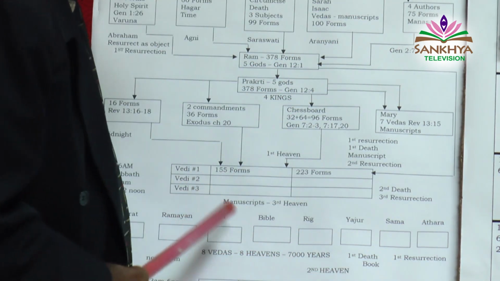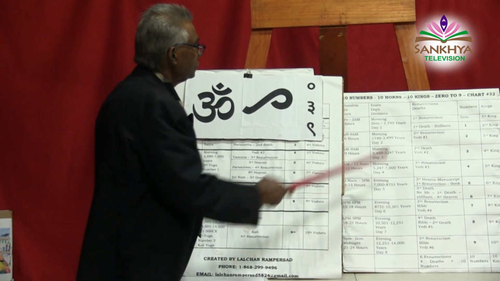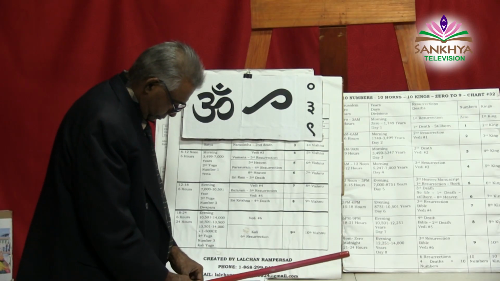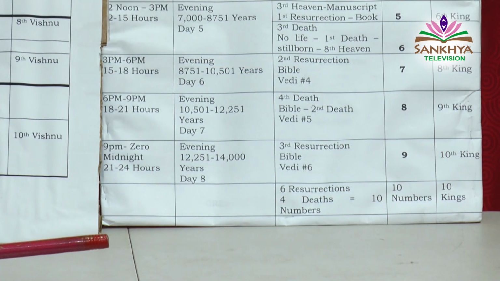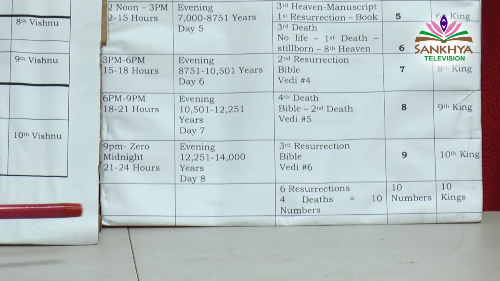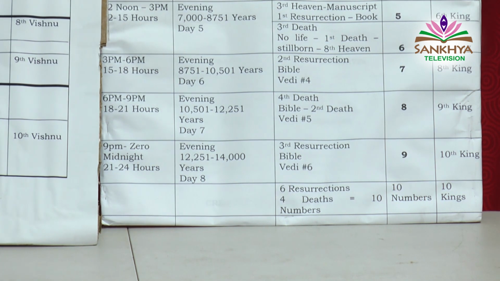This is number 9, chart number 32. That's number 9, chart number 32. So we do a 7,000 years journey there, and that was daylight. And we're going to do the night.